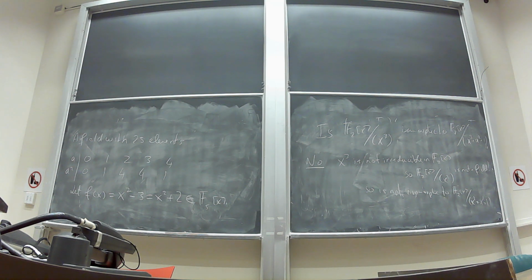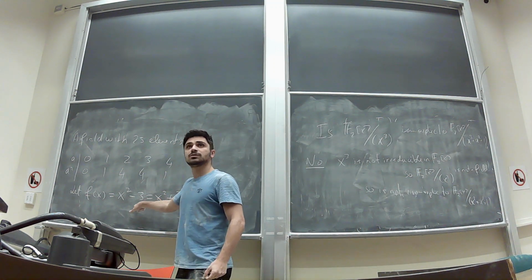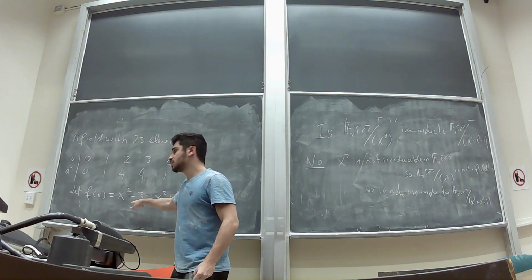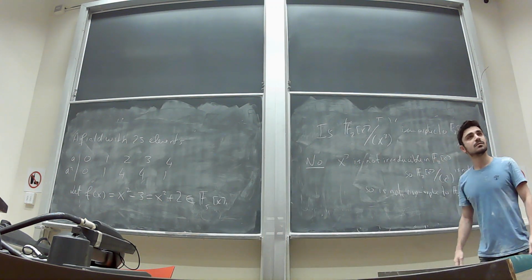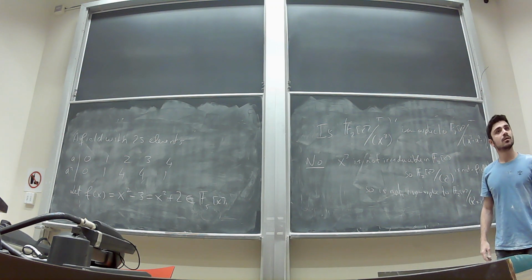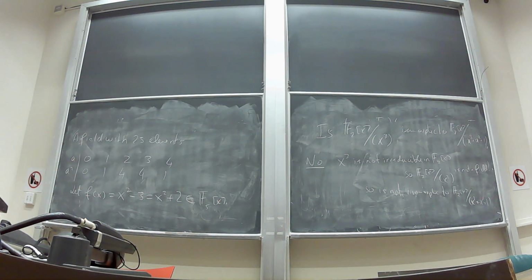You guys see this or not? You see how I did it? I just took the square of all elements, and none of them is equal to 3. So x squared can never be equal to 3. We see that? Yeah? That's it.